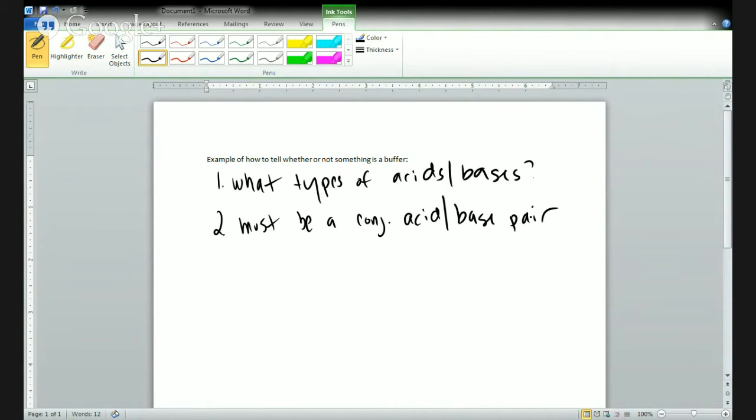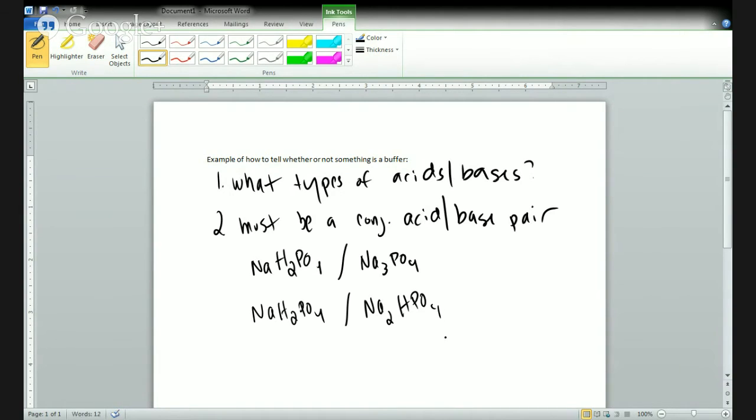So I'm going to give you an example of one that would be and one that wouldn't be. And we're going to deal with the phosphate ion. So if you were given the potential buffer system that was NaH2PO4 with Na3PO4 versus NaH2PO4 with Na2HPO4. If these were the different options you were given on the test tomorrow, one is a buffer and one is not. The one that is a buffer, the one that would act as a buffer system is this guy here.